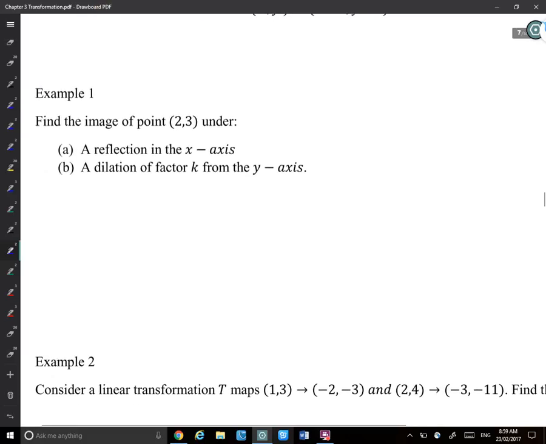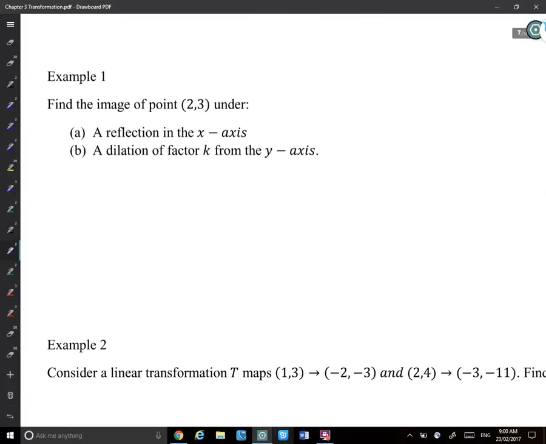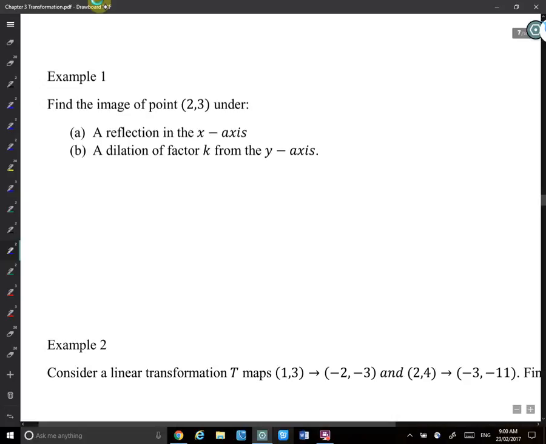Have a look at this one. Find the image of the point 2, 3 under a reflection in the x-axis. The x-axis is changing the y value. So for part A, it's changing the y value, so x will remain the same, y will become -1, and you want to apply this transformation to this point.